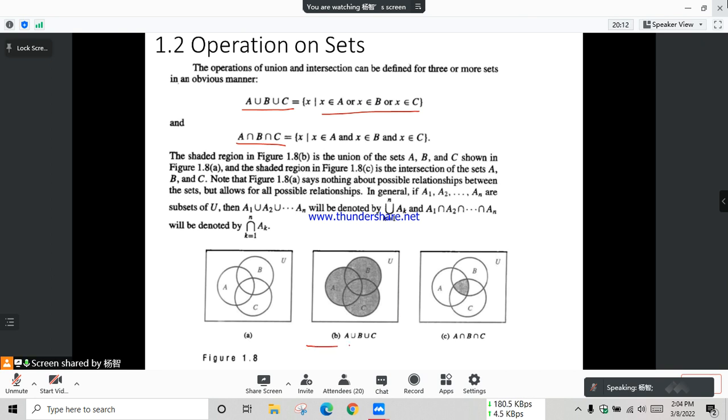Okay, this is the example shown in the Venn diagram. The Venn diagram shows the union of A, B, C. The shaded part is the union of A, B, C. And this is the intersection of A and B and C. This part, the shaded part, is the intersection of A and B and C.